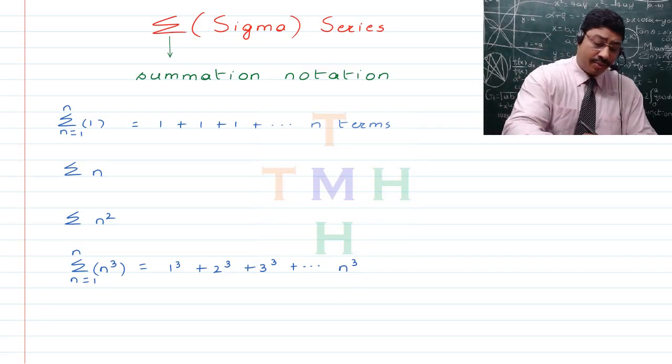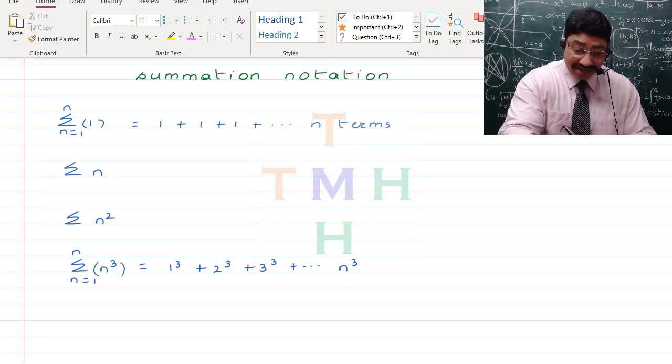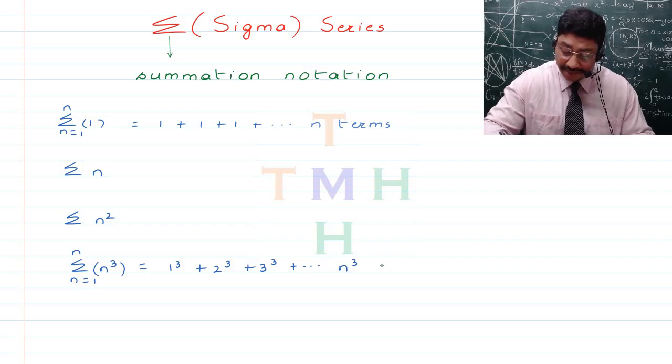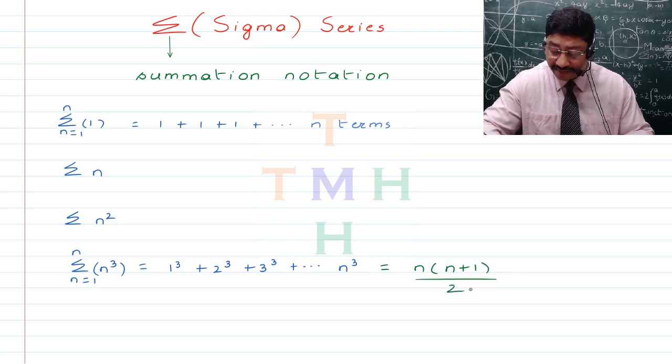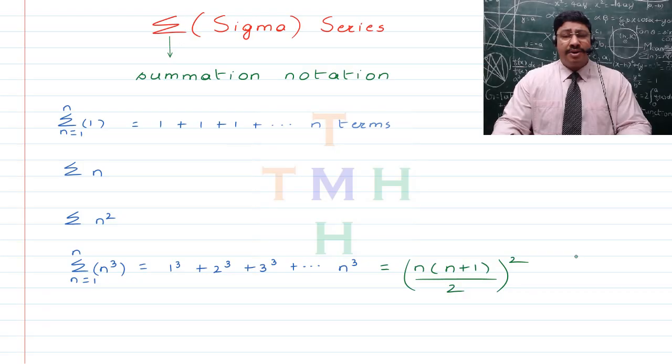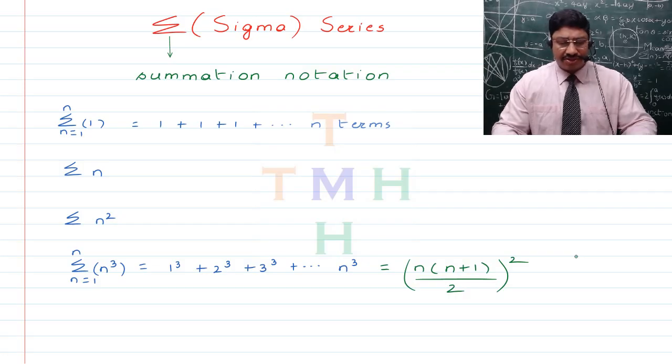Now children, here we have the value of this calculated by derivation, which comes to how much? It comes to n times n plus 1 divided by 2, whole square, right? This is something which you require to remember. That is, sigma n cube is equal to n times n plus 1 upon 2, whole square, right? So this is a formula.